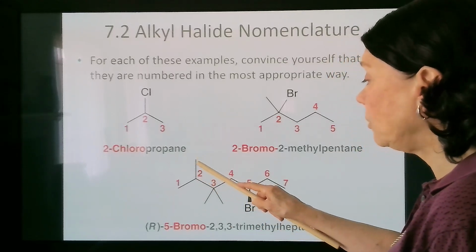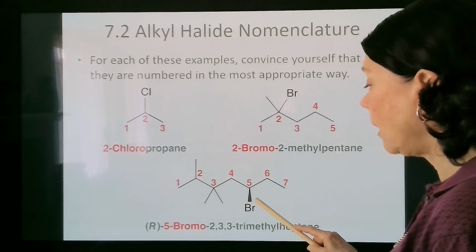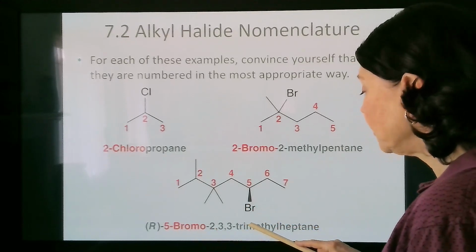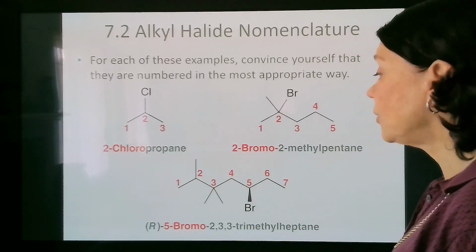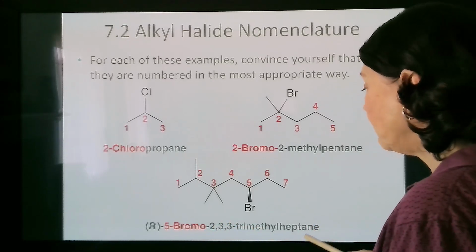So this is going to be 2, 3, 3, trimethyl. And you want to put it in alphabetical order. So bromo, B, comes before M for methyl. So it is going to be 5-bromo, 2, 3, 3, trimethyl heptane.